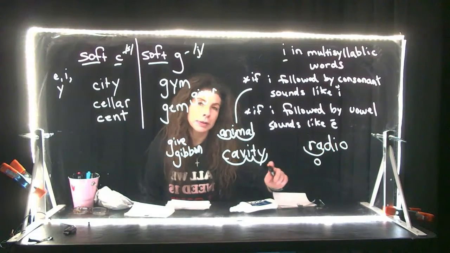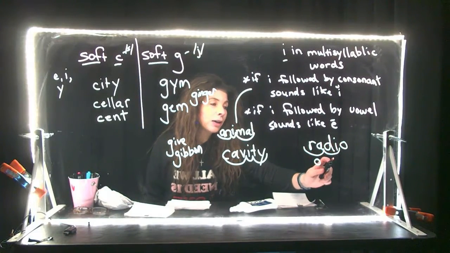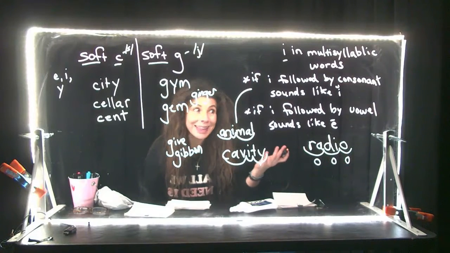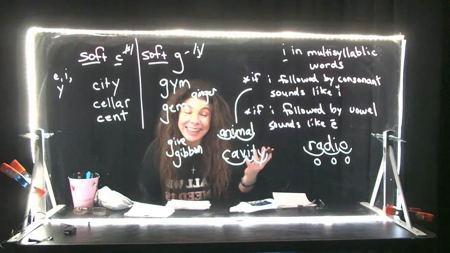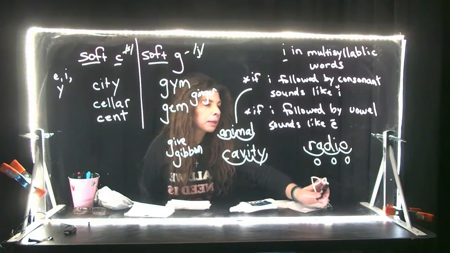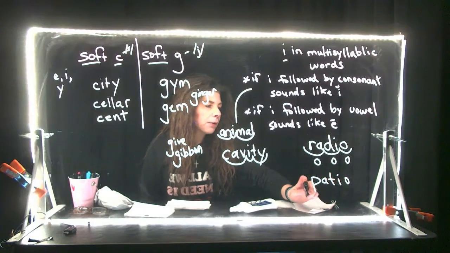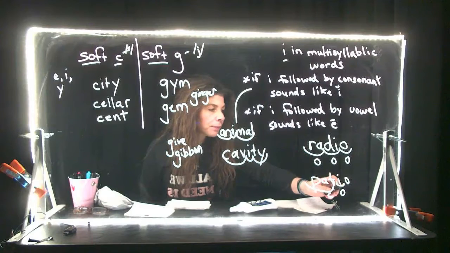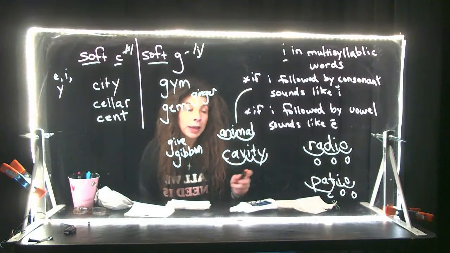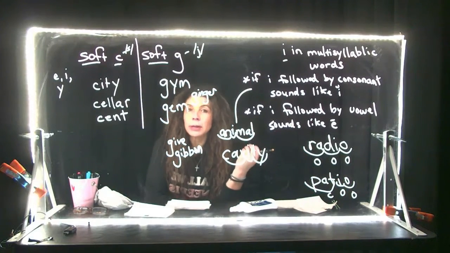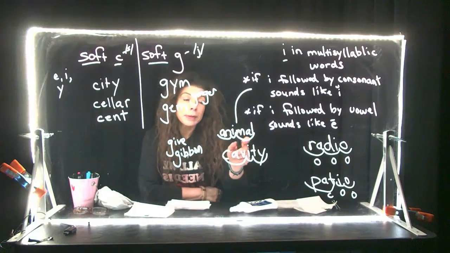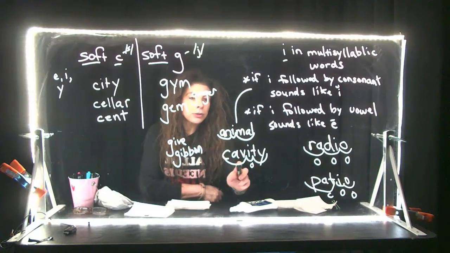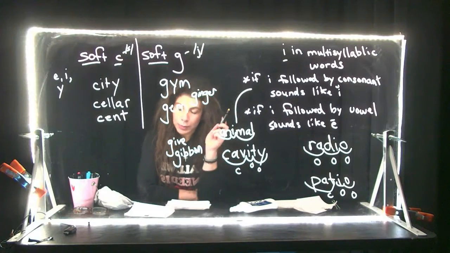Ray, open syllable. D, open syllable. O, look at that. So crazy that the I sounds like an E. Patio, pat, closed syllable. E, open syllable. O, open syllable. It's still considered an open syllable even though it sounds like an E. Same thing here. It's still considered an open syllable even though it sounds like an I. So this would be closed syllable, open, open syllable.